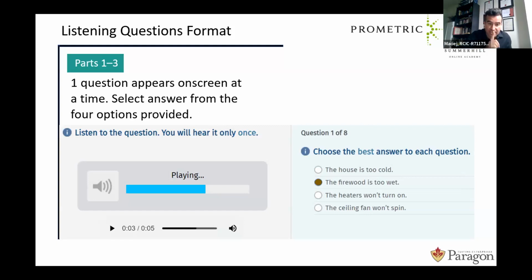Now, for the first three sections, they are relatively easy. And so many candidates can get away with getting a perfect score without taking any notes whatsoever.